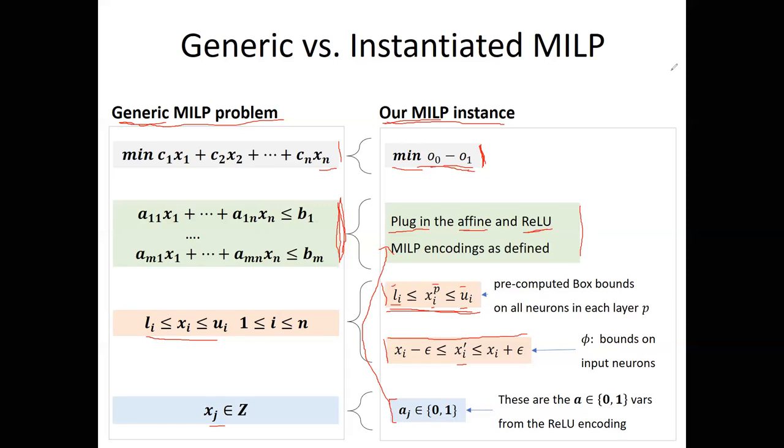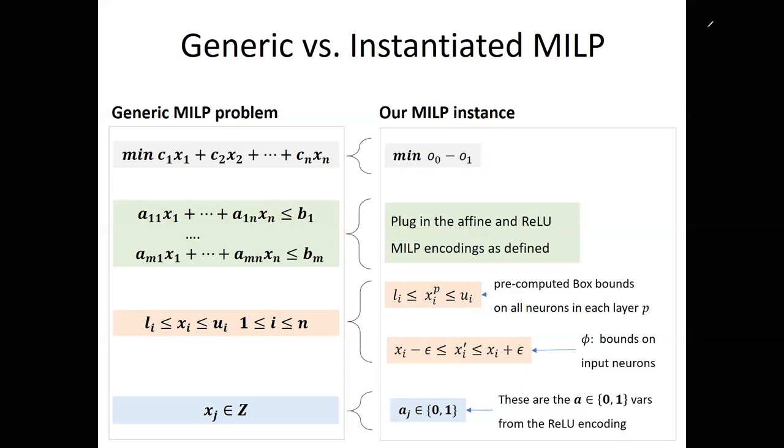If you give this instance to a MIOP solver like Gurobi, then you'd see whether you can find values for O0 and O1 that satisfy your constraints. Using them, you can solve the certification problem by checking whether O0 is greater than O1, if you're trying to prove that the input classifies to O0, or to whatever O0 stands for. Okay, so this is the encoding.